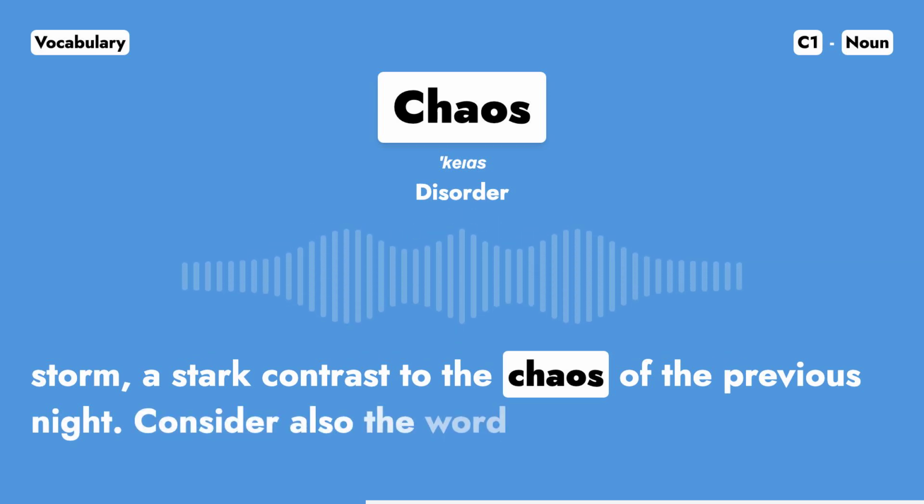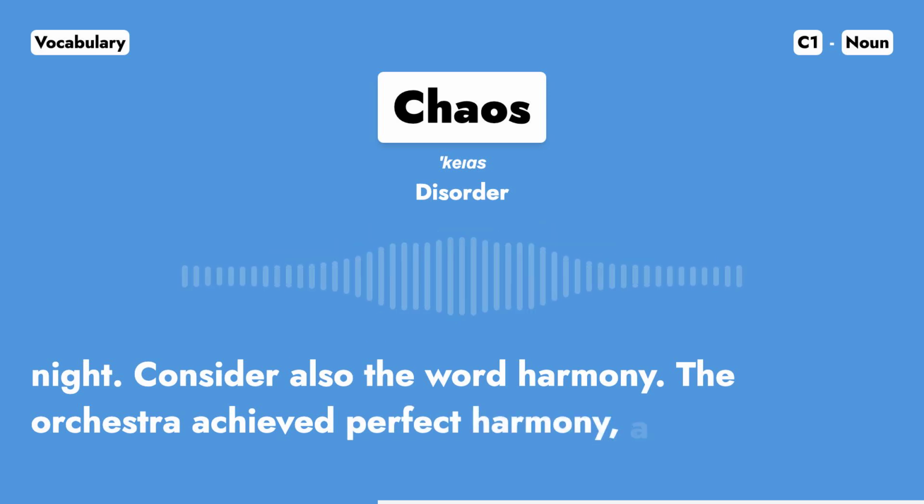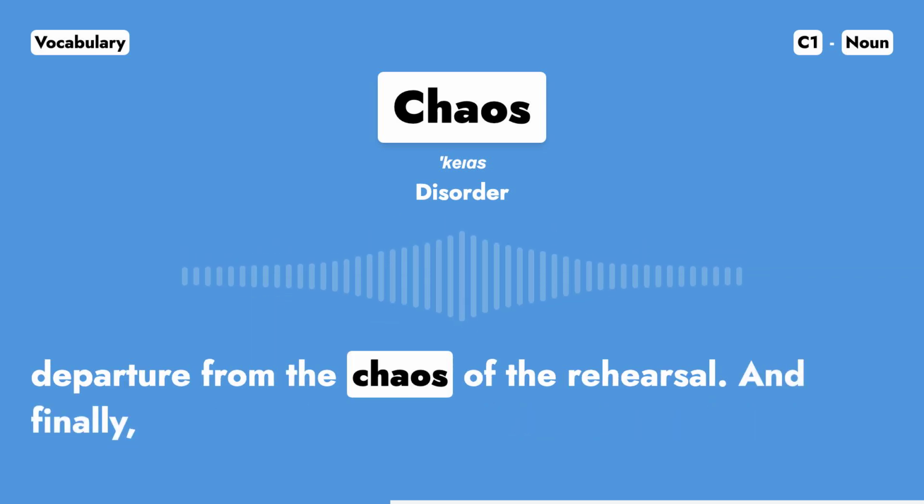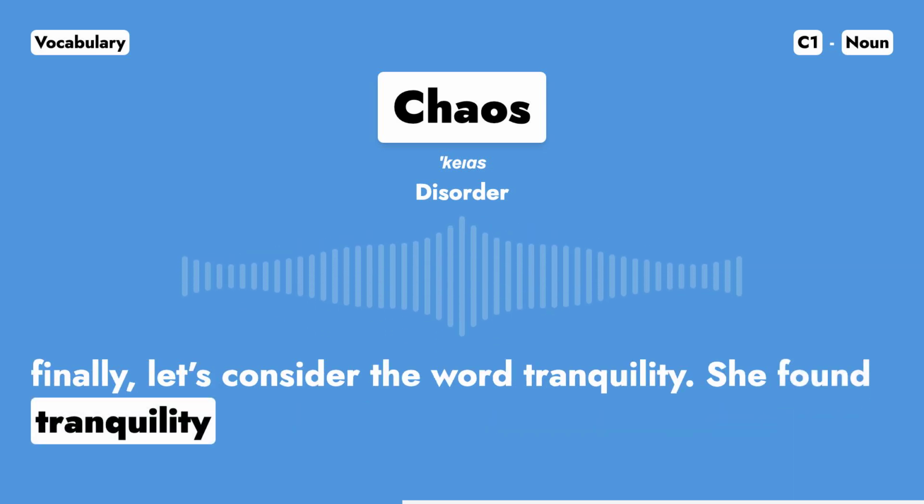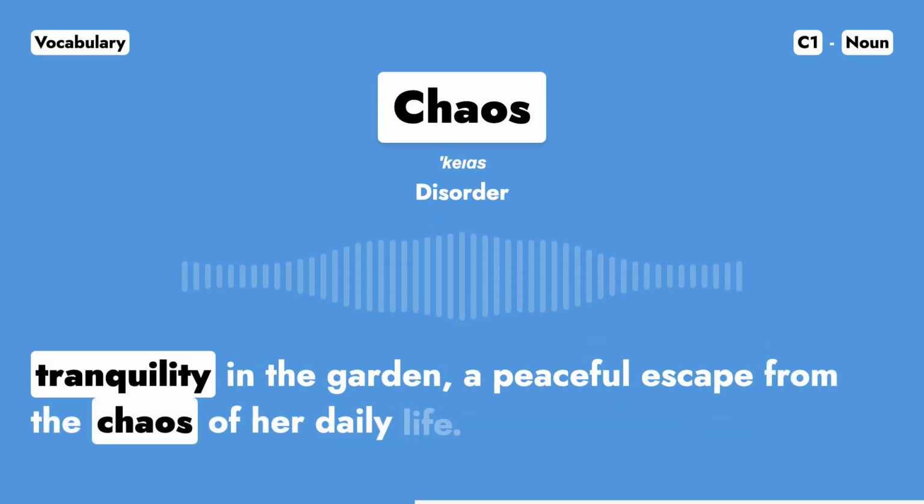Consider also the word harmony. The orchestra achieved perfect harmony, a welcome departure from the chaos of the rehearsal. And finally, let's consider the word tranquility. She found tranquility in the garden, a peaceful escape from the chaos of her daily life.